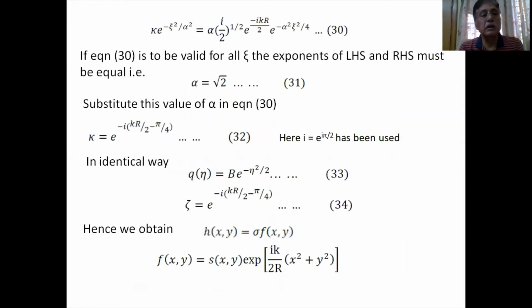We get this. On the left hand side, kappa exponential minus xi square by alpha square is equal to alpha I by 2 power half exponential minus I kr by 2 exponential minus alpha square xi square by 4. That is 30. If equation 30 is to be valid for all xi, the exponents of left hand side and right hand side must be equal. And if we equate the exponents on both the sides, then alpha is equal to root 2. Then again substitute this value of alpha equal to root 2 in expression 30, and then what do we get?